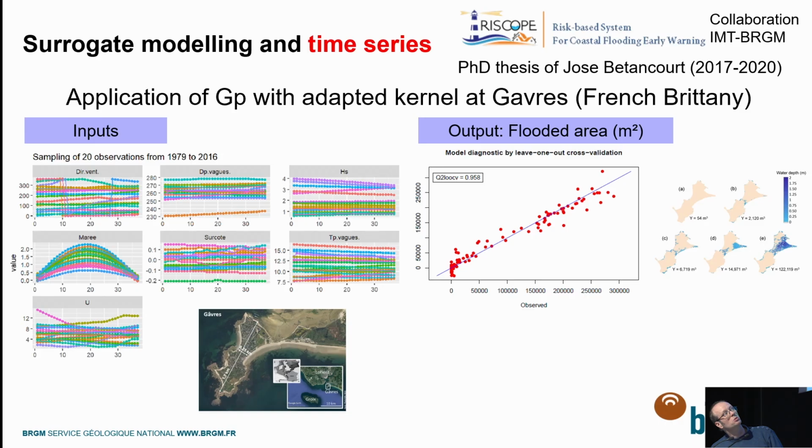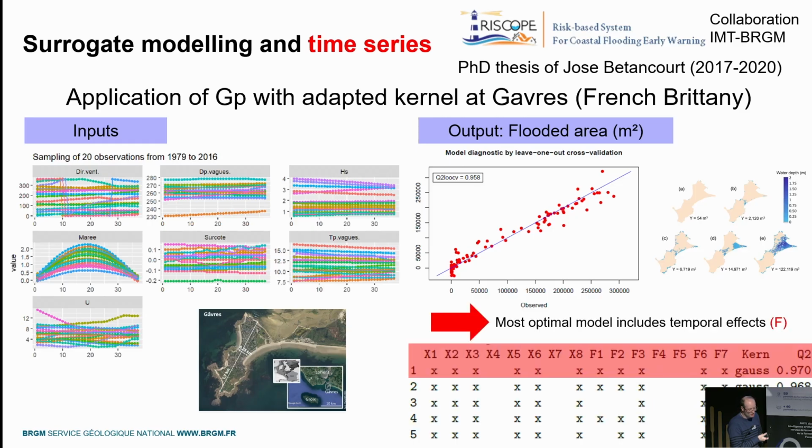Just to have a better picture of what kind of flooded area we are manipulating, you can refer to that. What you can see there is the leave-one-out cross-validation graph. On the horizontal axis, you have the truth, the simulated results. On the vertical axis, you have the prediction using the Gaussian process with the dissimilarity measure adapted to functions. So that's already a good result. Check the coefficient of determination, which is quite nice.